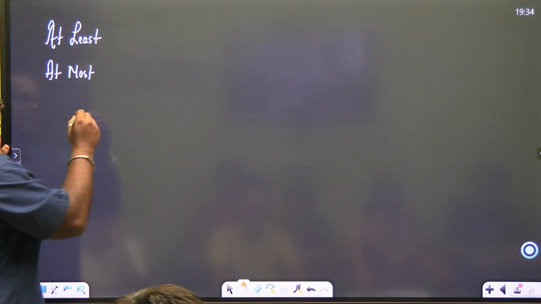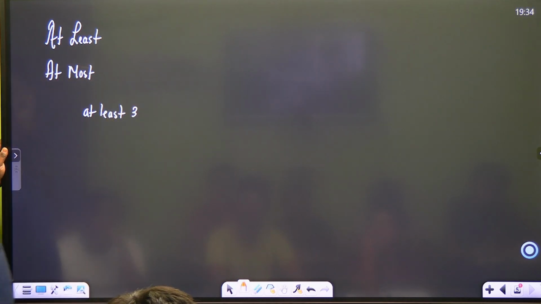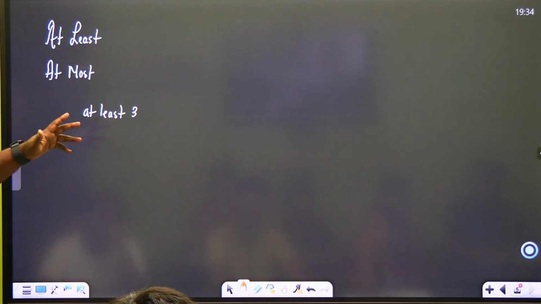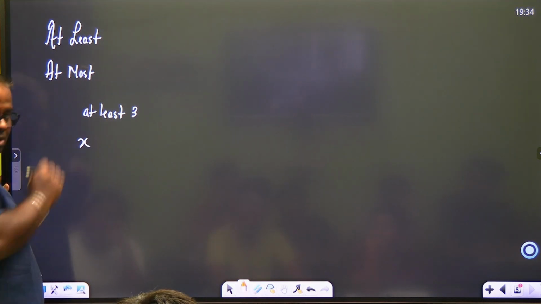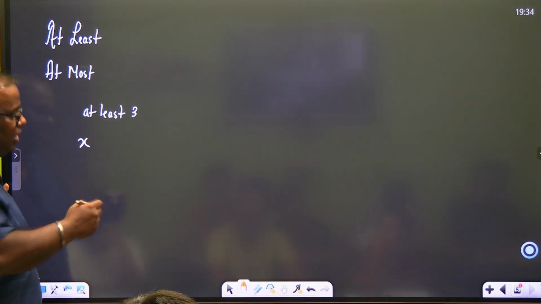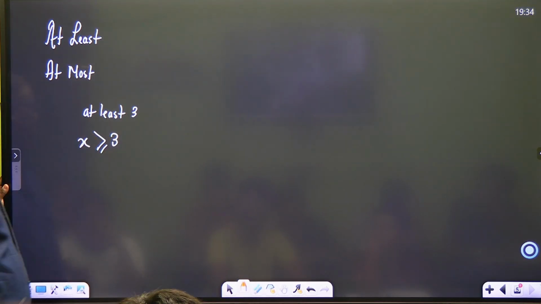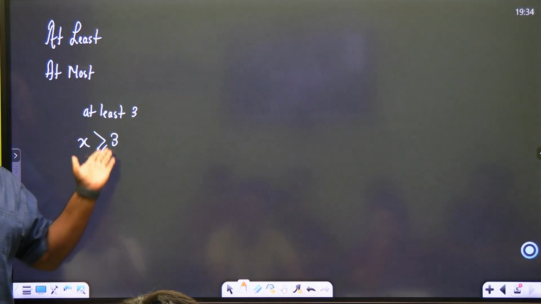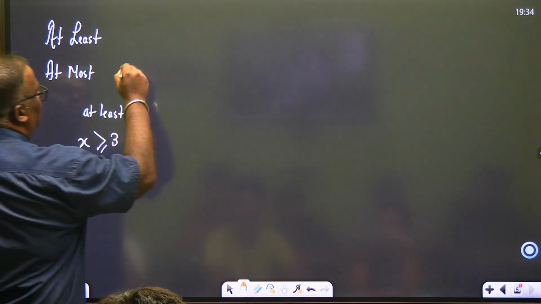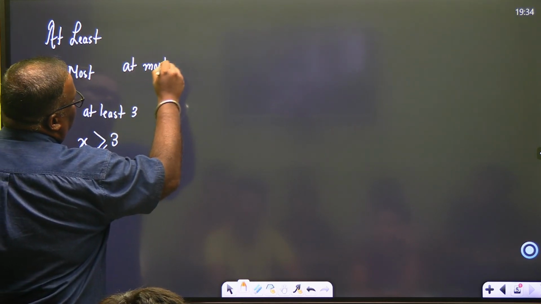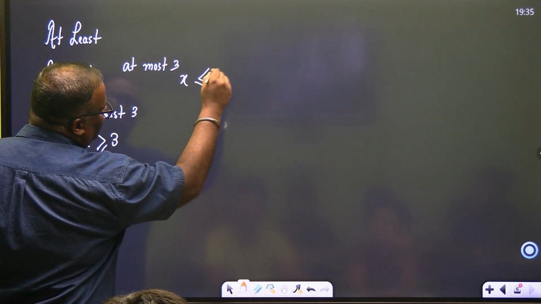Say I say at least 3. ये थोड़ा 11 क्लास है, बस समझो अभी से सब समझना चाहिए. At least 3. So at least 3 means x is a number. At least 3. So it is 3 or above 3. We write it like this. X is a number which is 3 or more than 3. Okay. आ जाओ. At most 3. So x is a number which should be less than or equal to 3.